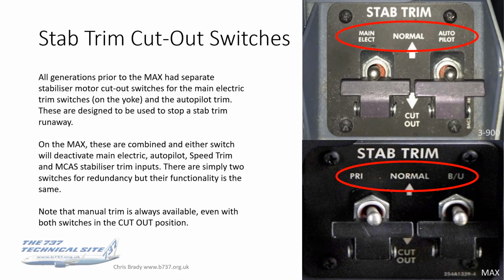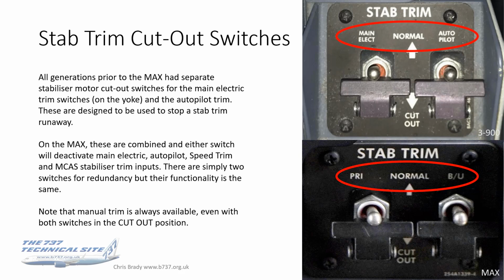The stab trim cutout switches have changed on the MAX. Again, the wisdom of that was brought into question with those two early MAX accidents. I have to say, personally, I'm a little surprised it didn't change back. But anyway, the MCAS system was rendered safe in many other ways, so it's now probably a moot point. But you recall that all previous generations had separate stab motor cutout switches for the main electric trim switch, i.e. those on the yoke, and the autopilot trim.